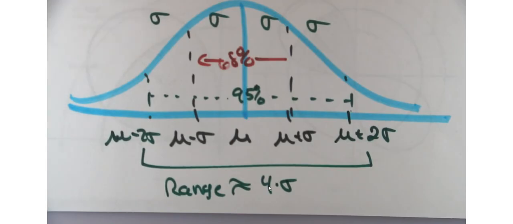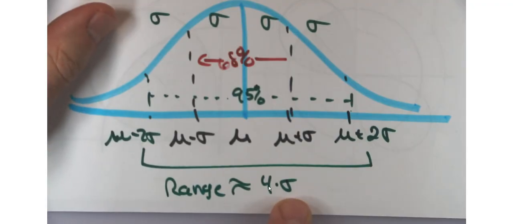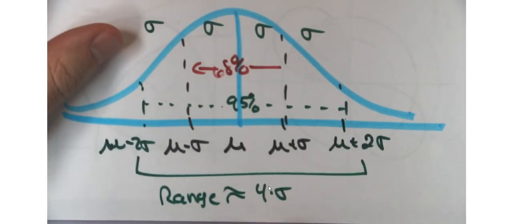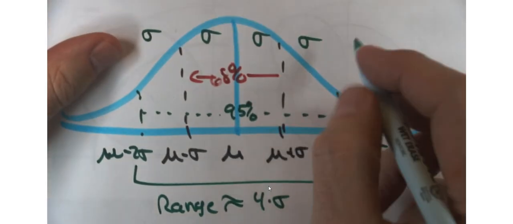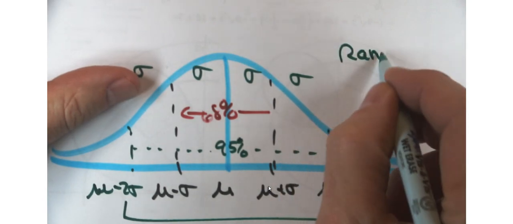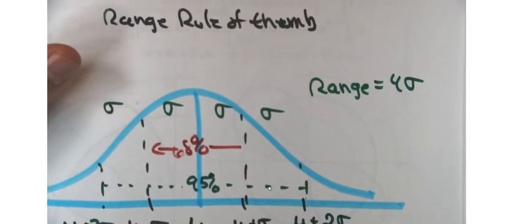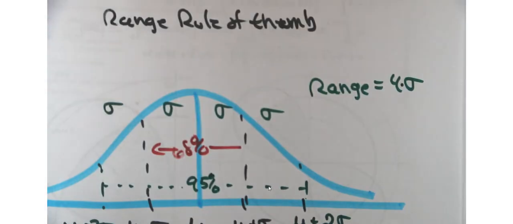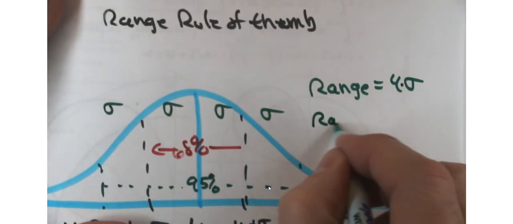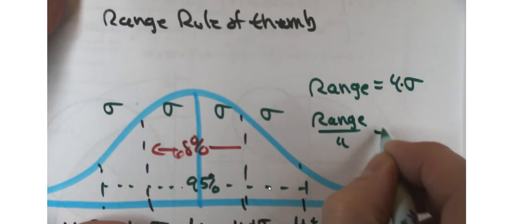If you wanted to actually find an approximation for the standard deviation, how could you solve this for sigma? What would you do? Well, treat this as an equality. Range equals 4 sigma. How would you solve for sigma in something like this? What's the opposite of multiplying by 4? Divide by 4. So you get the range divided by 4 equals sigma.